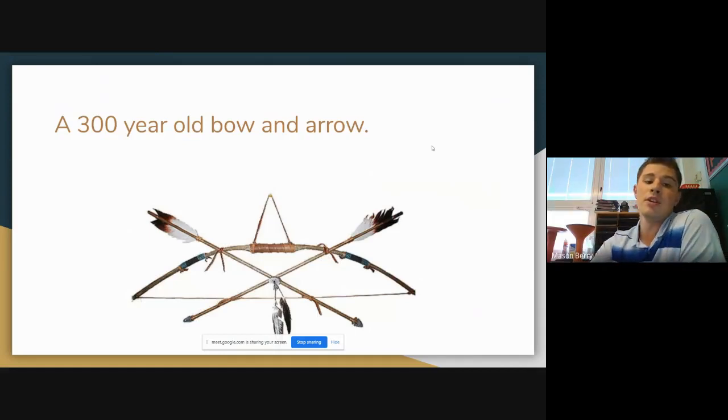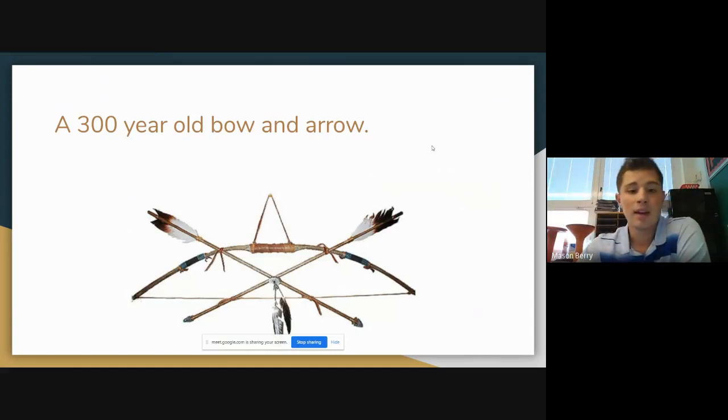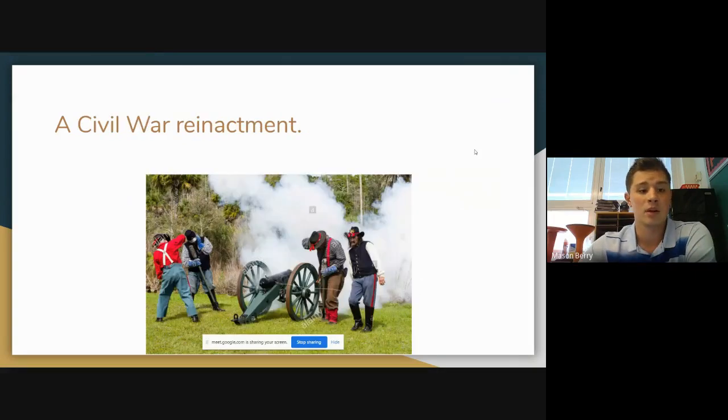Next, we have a 300-year-old bow and arrow. Primary or secondary? Tell me at the bottom. This is a primary source because it was actually used to hunt hundreds of years ago by a Native American. And I'm sorry, this isn't last.